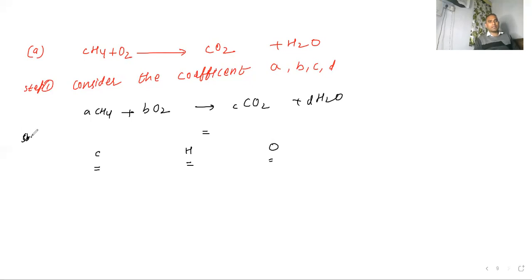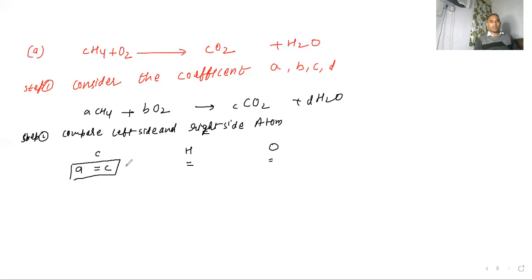Step number 2: compare left side atoms and right side atoms, then you can balance. So here you see carbon. How many carbon are there here? 1 carbon multiplied by A, so it will be A only. This side you see carbon, how many are there? Only 1 carbon multiplied by C, so it is going to be C only. Yes or no? Yes. Okay.